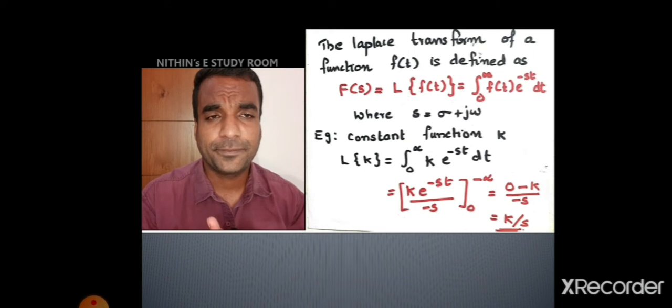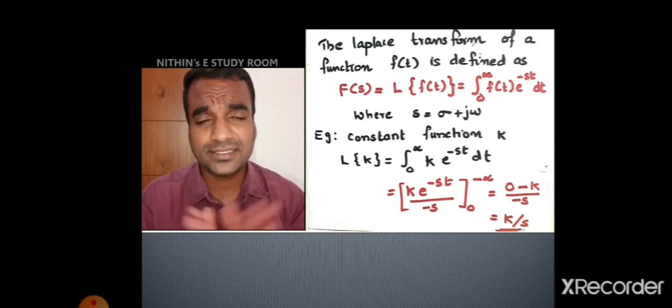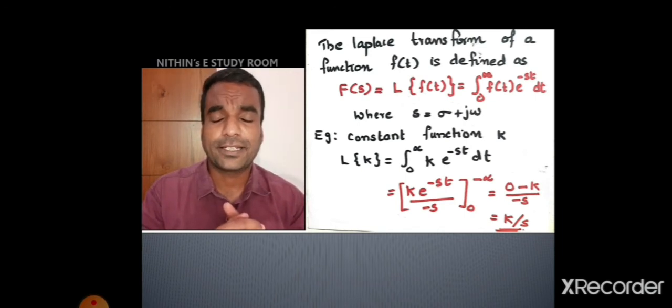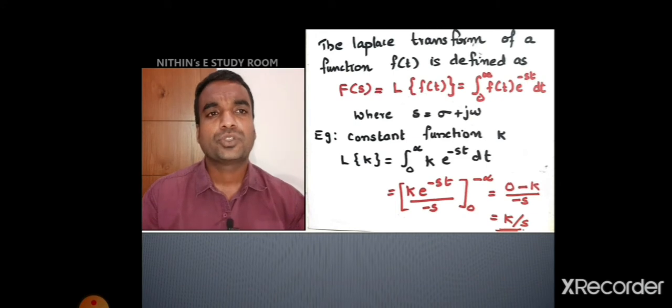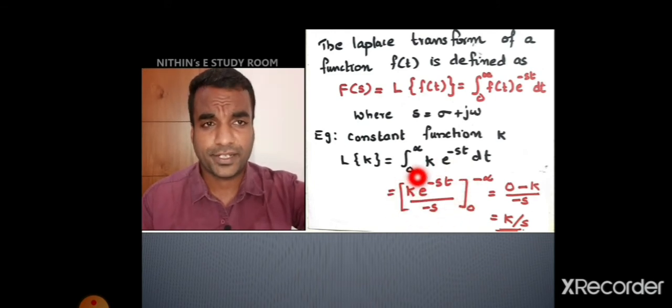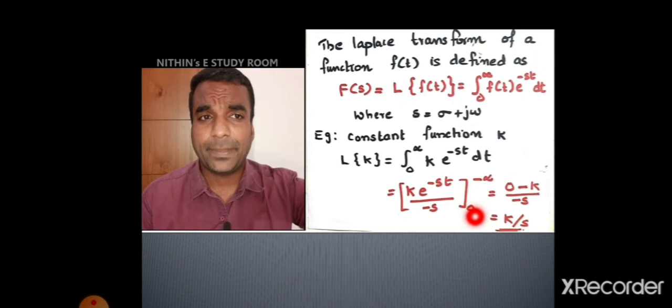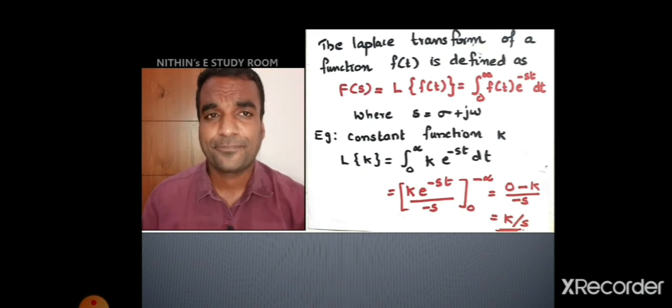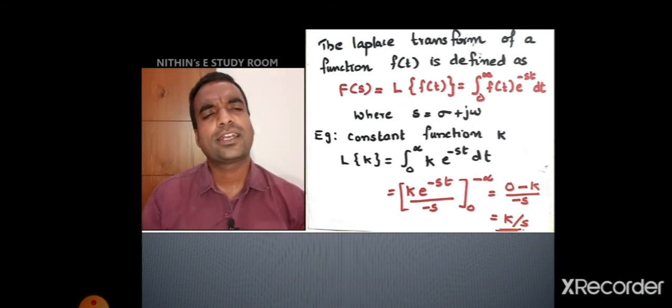E raised to minus st, where t is the variable, its integral will be e raised to minus st by minus s. So k into e raised to minus st by minus s, that is the thing we got after integration. Then we have to apply the limits 0 to infinity. So the upper limit is infinity, the lower limit is 0. Then it will be 0 minus k by minus s, that is nothing but k by s. So this is the way we can find the Laplace transform of any function.